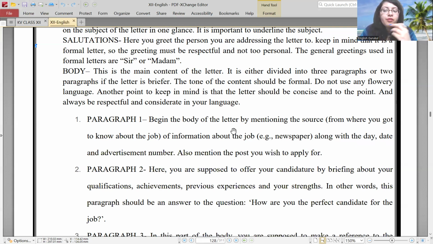Do not use any flowery language. Another point to keep in mind is that the letter should be concise and to the point. You don't have to showcase your literary skills over here, right? You don't have to show your literature background. This is not the platform to showcase your literary skills. You have to be concise, brief, to the point, and always respectful and considerate in your language.